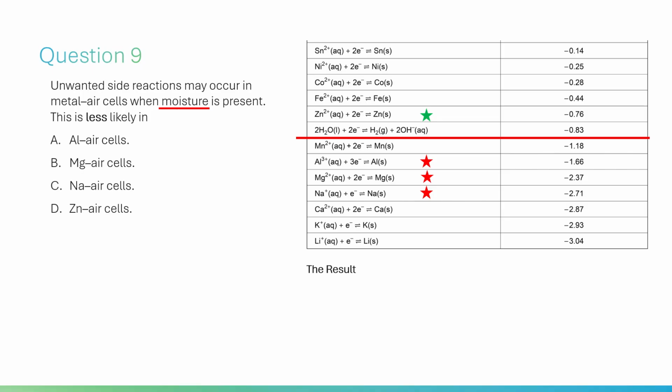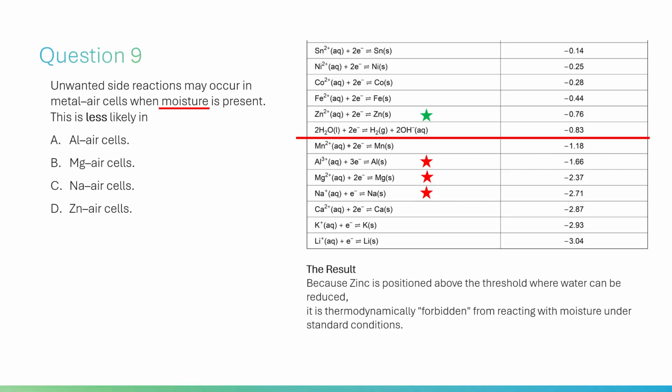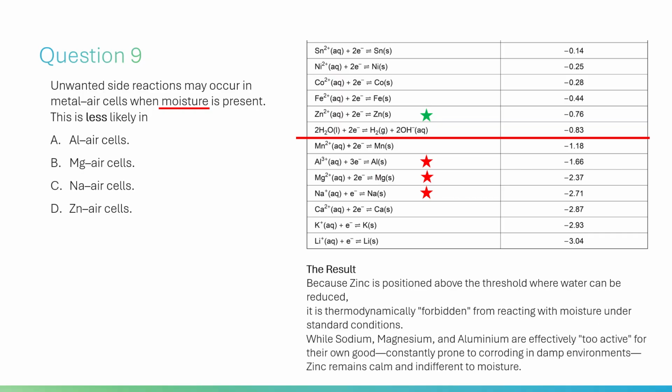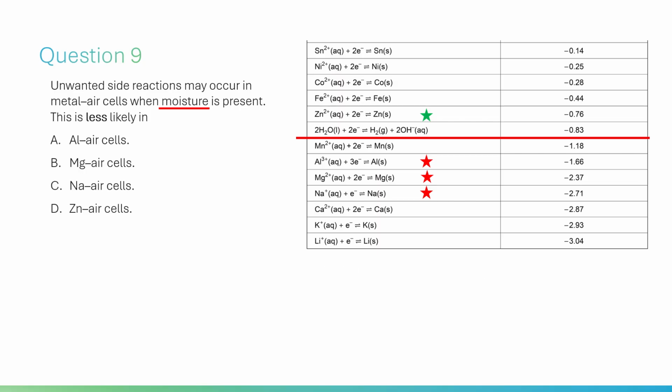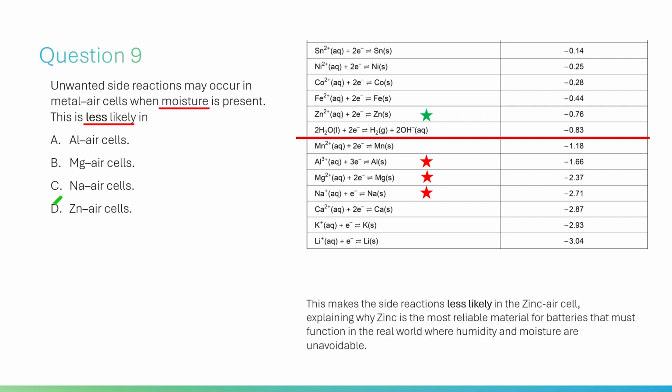The result. Because zinc is positioned above the threshold where water can be reduced, it is thermodynamically forbidden from reacting with moisture under standard conditions. While sodium, magnesium, and aluminium are effectively too active for their own good, constantly prone to corroding in damp environments, zinc remains calm and indifferent to moisture. This makes the side reactions less likely in the zinc-air cell, explaining why zinc is the most reliable material for batteries that must function in the real world where humidity and moisture are unavoidable.